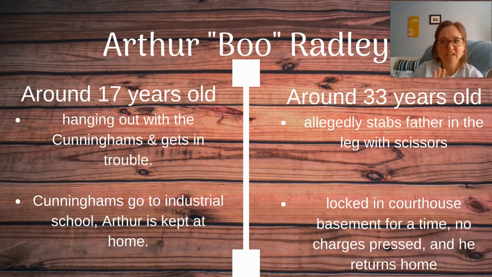And then there was an event that Jem kind of remembers, or at least can tell the story about. Allegedly, when he was around 33 years old, and again, nobody's seen him for about 15 years, Mrs. Radley was running around the street saying, Arthur's killing everybody. And apparently he stabbed his dad in the leg with a pair of scissors. Regardless of what exactly happened, he did get locked in the courthouse basement for a little while, but then ultimately his dad decided not to press charges and then again took him home, locked him up, and nobody saw him. And that's sort of where the legend is.